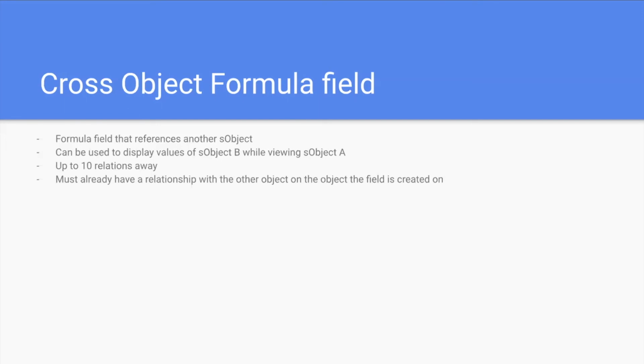So if you had 10 lookup relationships, each one looking up to another S-object, you could potentially reference the 10th parent of that detail that you're on. But like I said, you must have already created a relationship between the other object and have that field be displayed, the field that you want the cross-object formula field to utilize on the parent object.